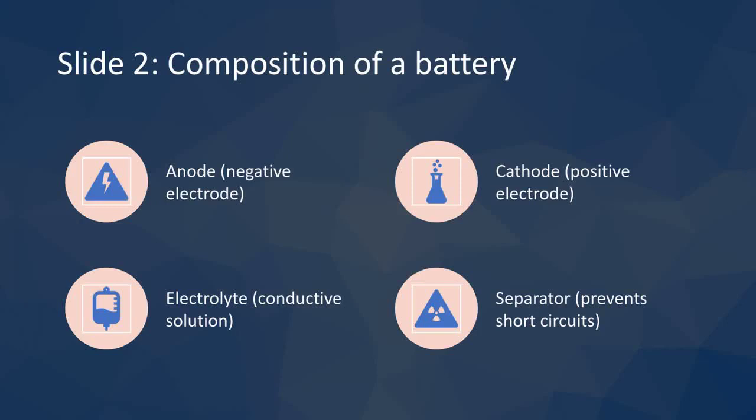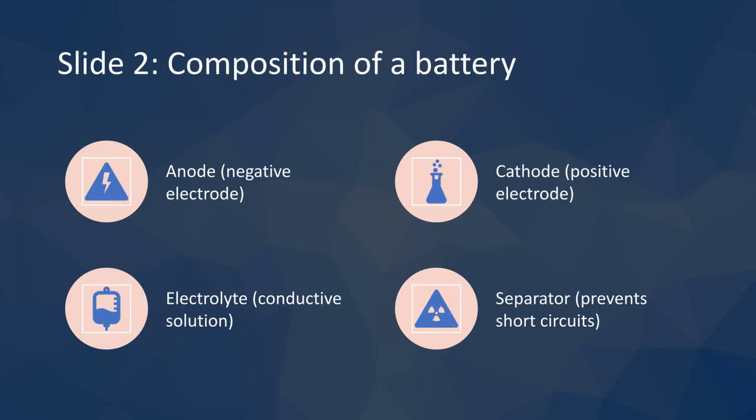In this slide, we will be discussing the composition of a battery. A battery is made up of four main components: the anode, cathode, electrolyte, and separator. The anode is the negative electrode of the battery, and it releases electrons into the circuit during the discharge process.